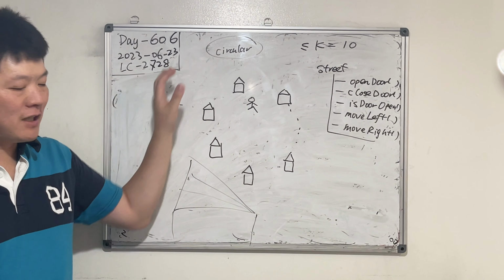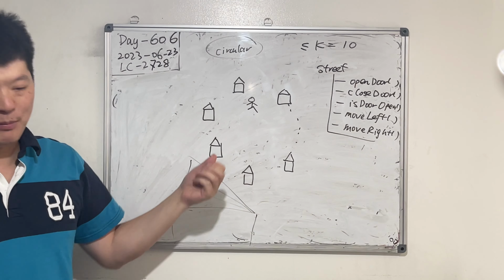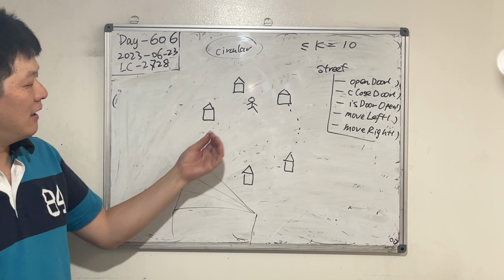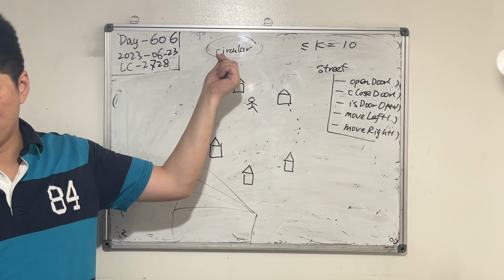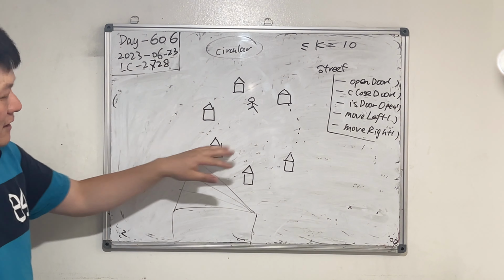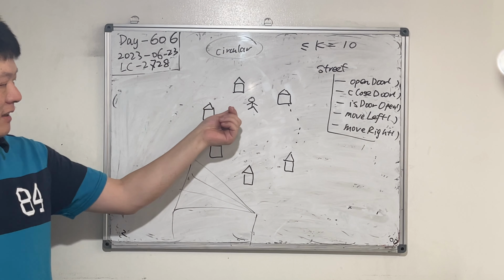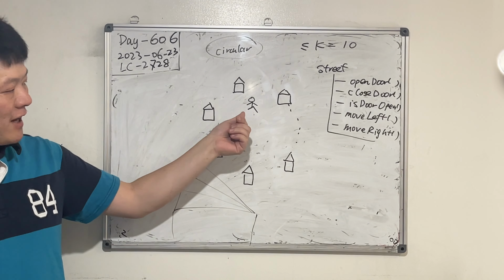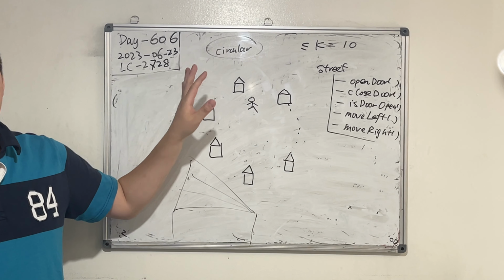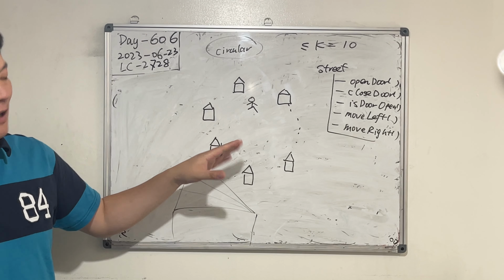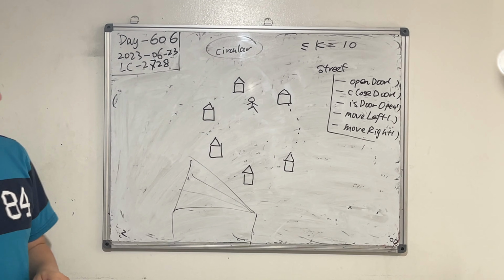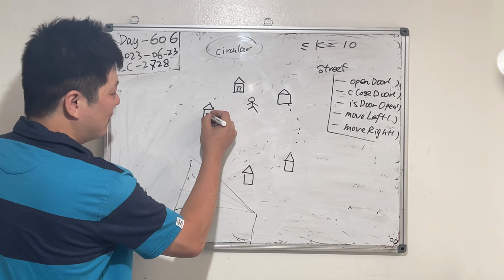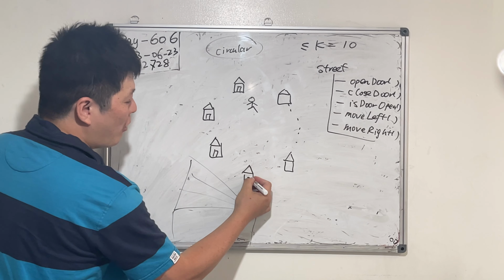To simplify, we're given a few houses, but we don't know how many of them, and they are circular, in a circle. Initially, the person here, Eric or Ryan, is standing in front of one house. The house has one door, and the door initially could be open or closed.